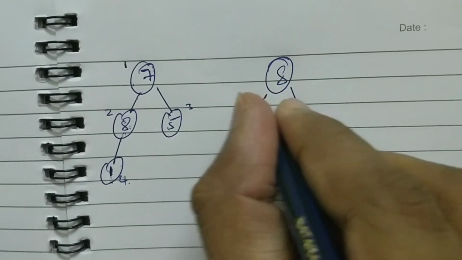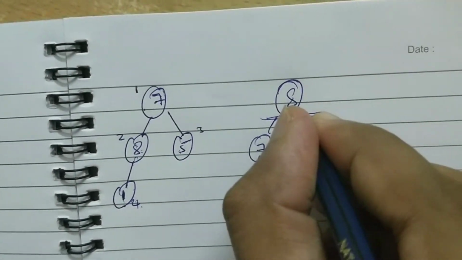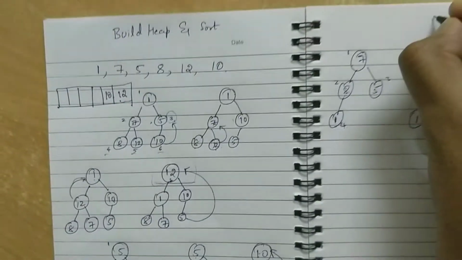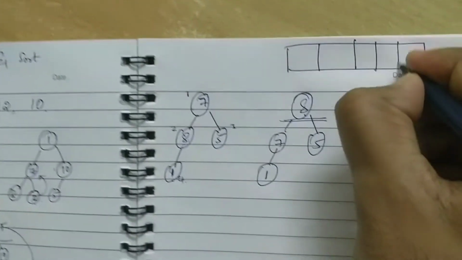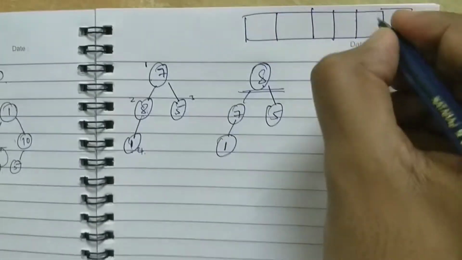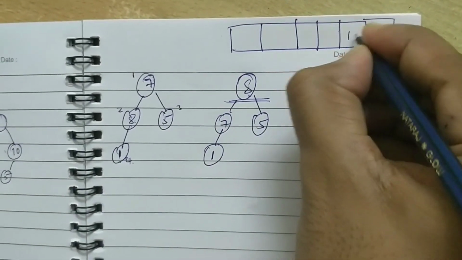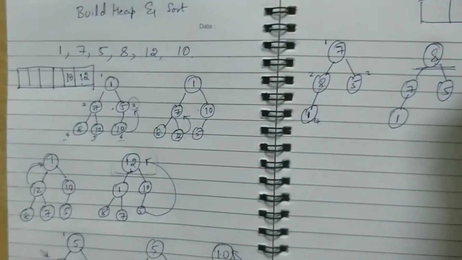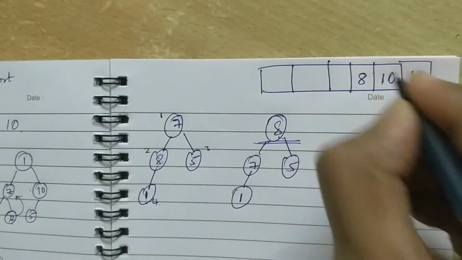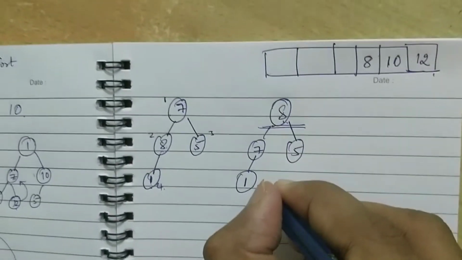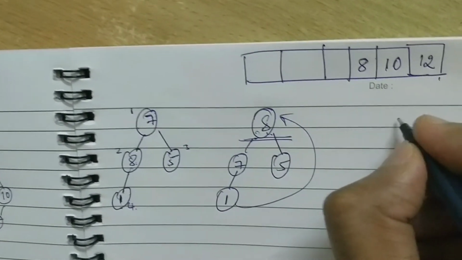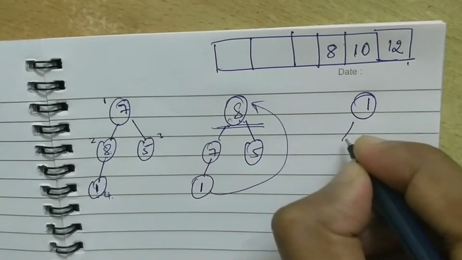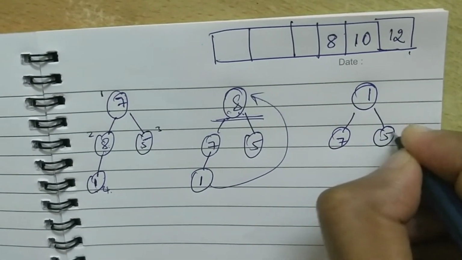Now we remove this 8, put it back in our array. So for better purpose, let me build the array over here. 1, 2, 3, 4, 5, 6. We had already filled 12. We had filled 10. Now we are adding 8 over here. And then we will swap this with this element, the last element or the leaf node. 1, 7 and a 5.